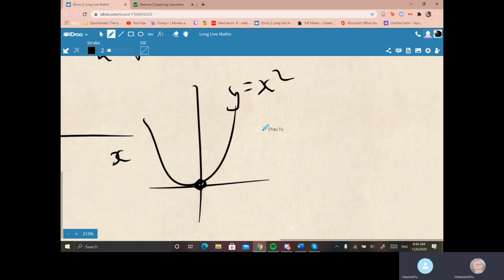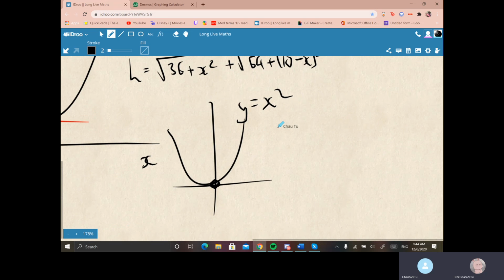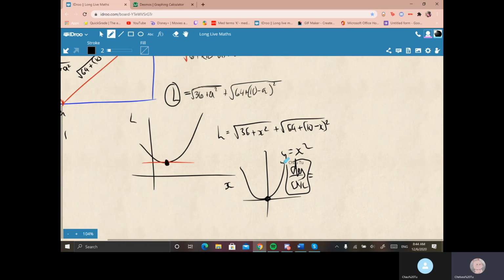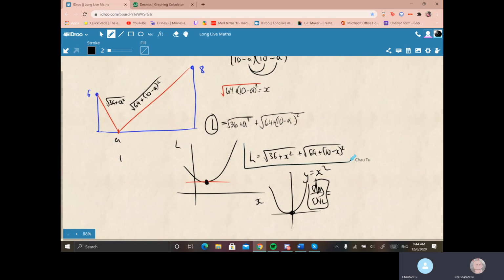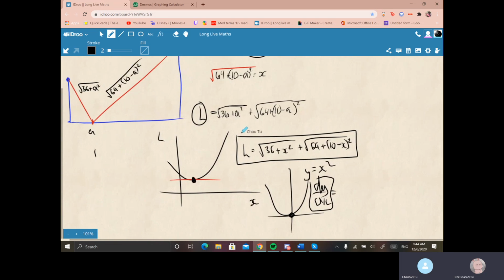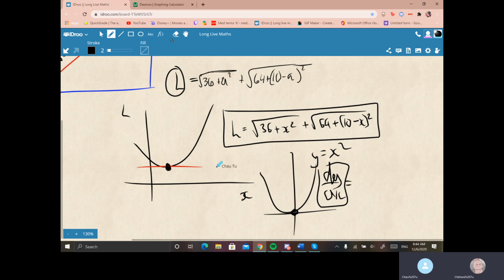Chelsea, remember this thing you did? You find dy by dx. Look at the gradient. Find dy by dx again? What do you mean again? We've not done it here. That's just the length of the rope. That's not dy by dx, Chelsea.